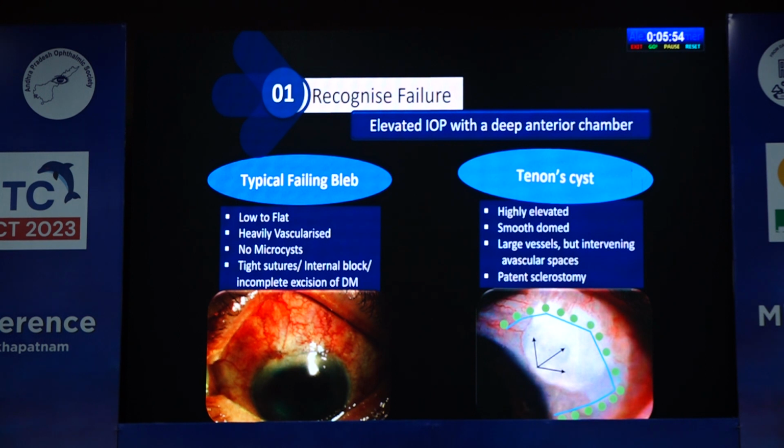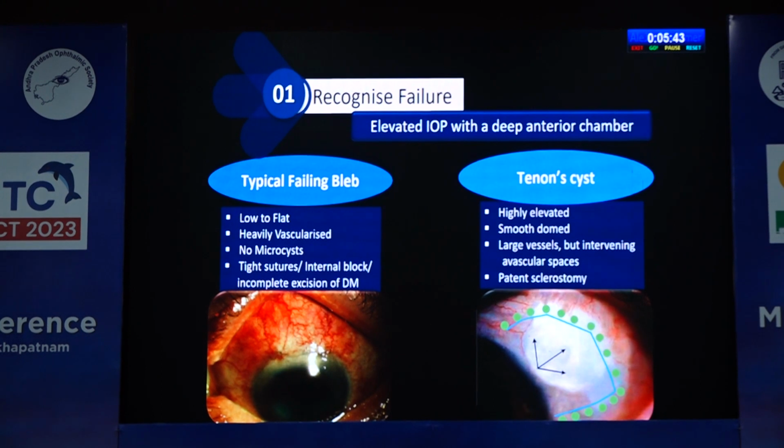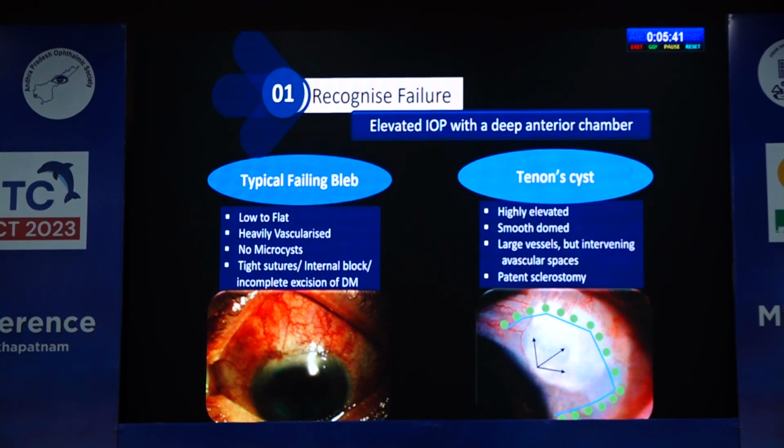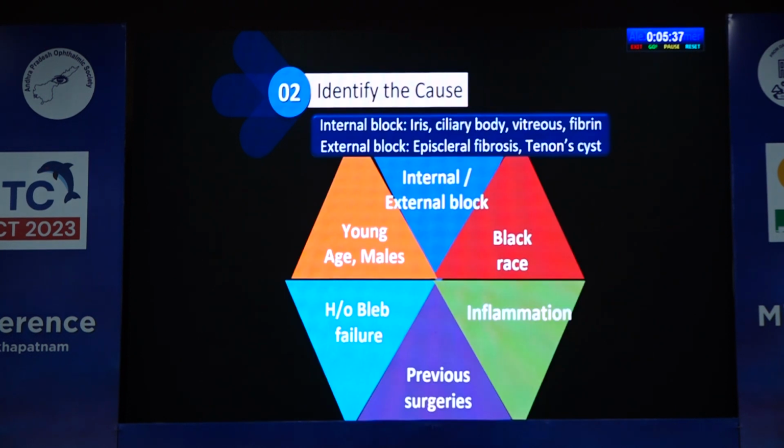The next variety we have is the encapsulated bleb, commonly known as tenonitis. This is highly elevated, a very different appearance as we can see here from the previous one. It is a smooth dome with large vessels, but intervening avascular spaces will be there, and there has to be a patent sclerostomy in case of an encapsulated bleb.